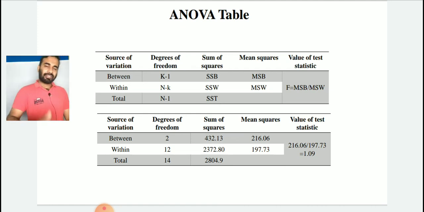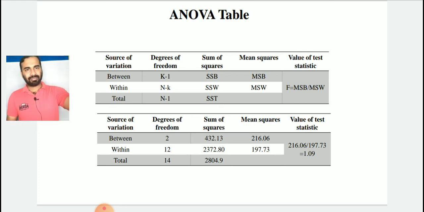So here, in the table, you can see that the degrees of freedom for between is 2 and within is 12. The sum of squares is 432 for between, 2372 for within, and the total is 2804.9. Then the mean squares are 216.06 and 197.73. So what is the value of F? It is 216.06 divided by 197.73, which is equal to 1.09. This is the value of F.